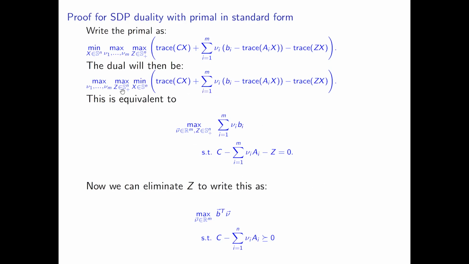Now Z was supposed to be positive semi-definite, so this being equal is equivalent to saying that this difference is positive semi-definite, and there is my inequality form. Okay? Go through the calculation carefully, but this is the idea.